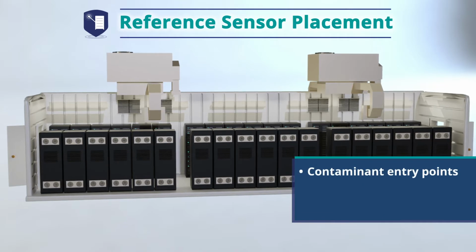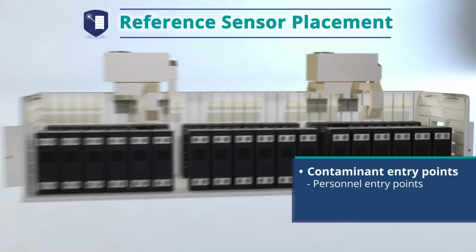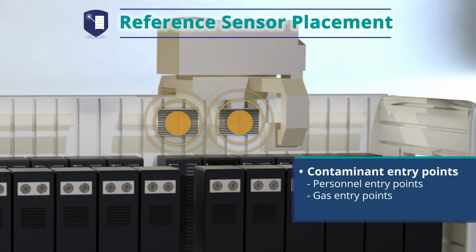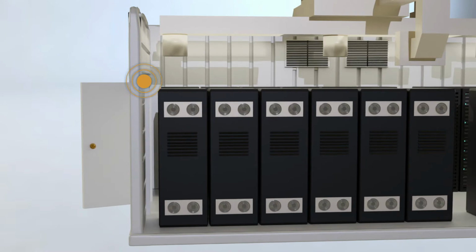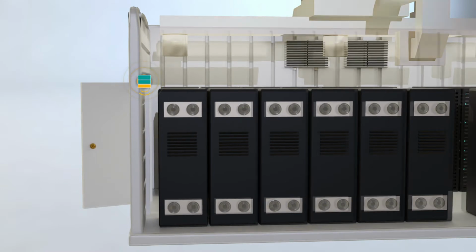When determining reference sensor placement, we first need to identify where foreign contaminants can enter the battery system, including any personnel entry points to the battery space, like doors or access points, any possible gas entry points to the battery space, like vents or unsealed gaps, and HVAC supply points. Starting at the top, each personnel entry point should have a single reference sensor mounted near it.